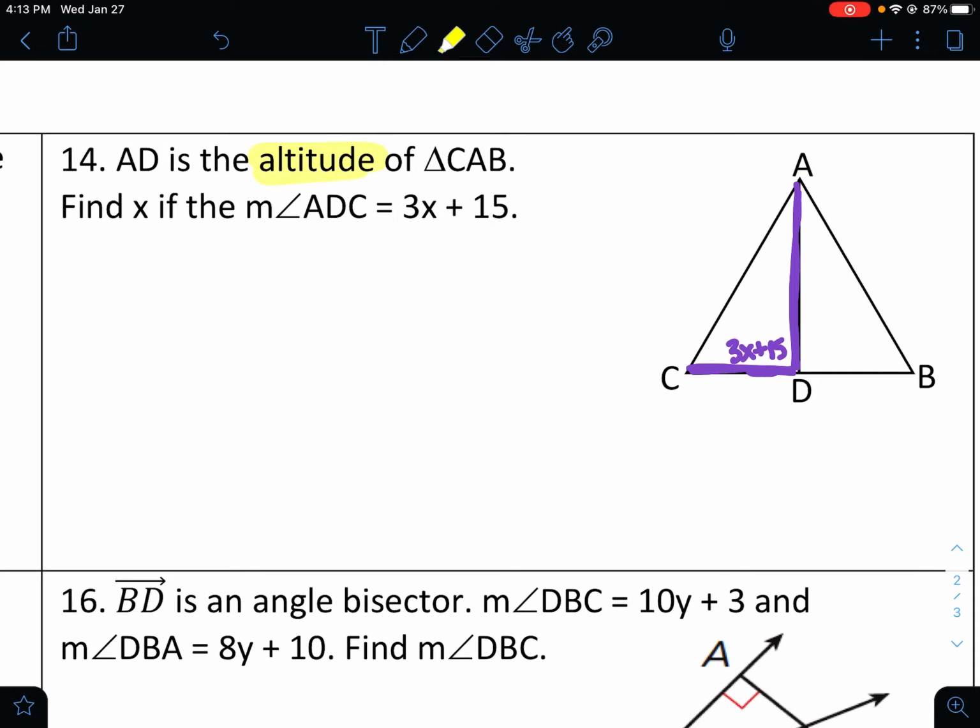Now again, this is an altitude problem, so that means that we have to choose from the altitude list of equations. Don't forget, altitudes are perpendicular to the base of the triangle. So that's a 90-degree angle. So we're going to use this form for this particular problem. So that's going to be 3x plus 15, that's the angle, equals 90. And then when you solve for x, you should get, not 75, 25.